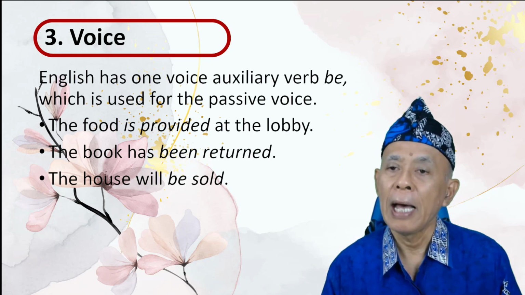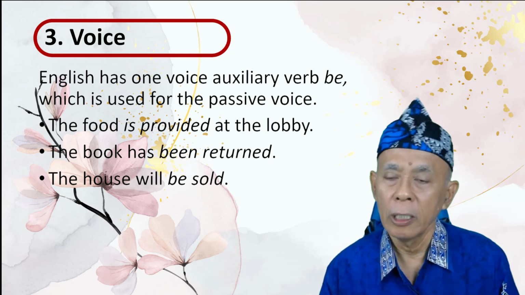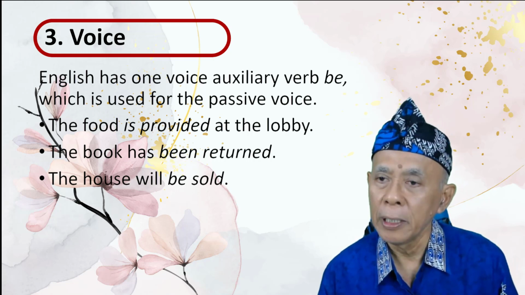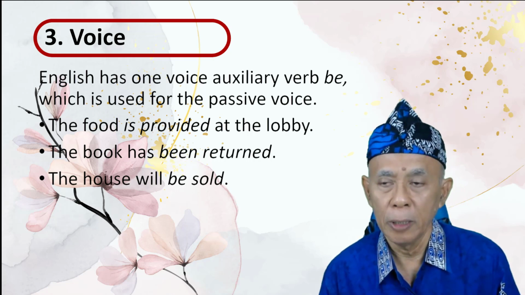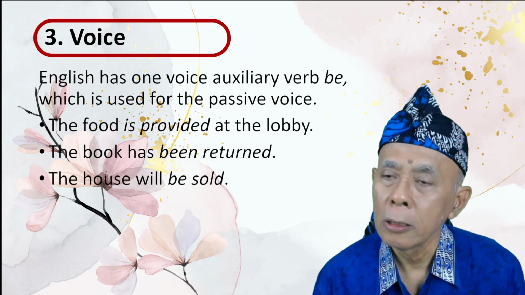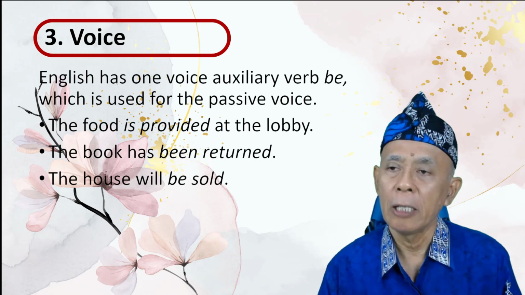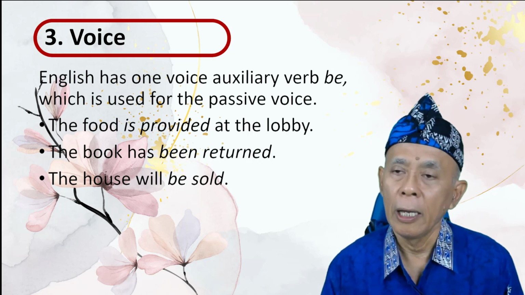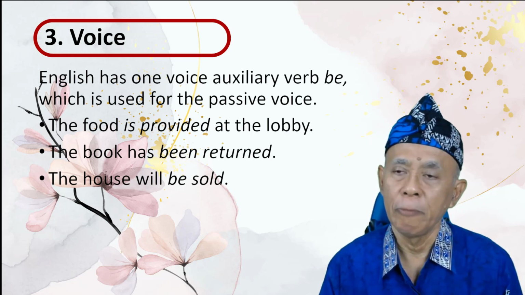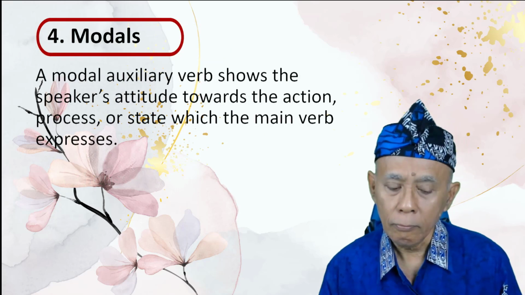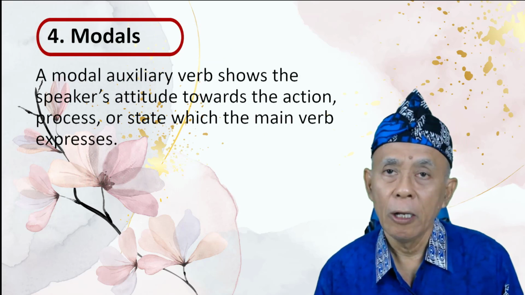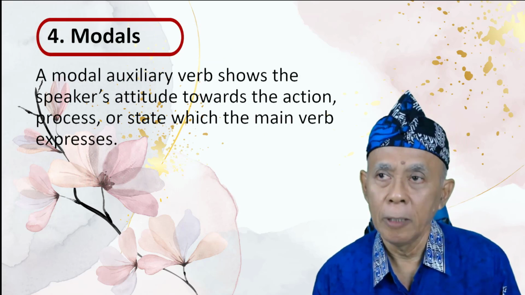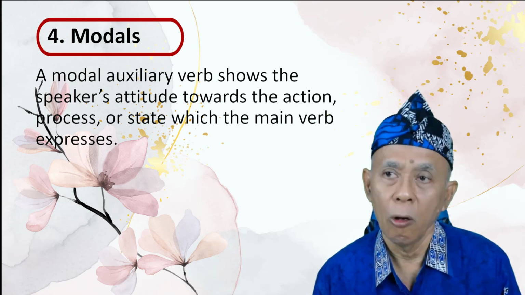The house will be sold. Here, the auxiliary verb is also be because we have will before that. So the form of be depends on the subject and the presence of any auxiliary verb before it. The first kind of auxiliary verb is modal, or modals.